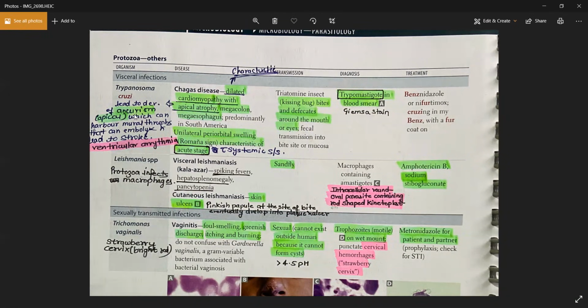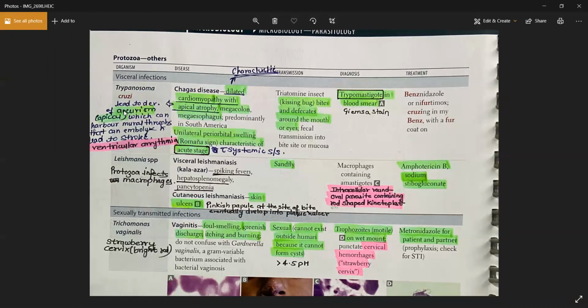And you can also have a megacolon, megaesophagus. Most importantly, you can have a cardiomyopathy with the apical atrophy. You will have a thinning of the apex of the heart so that the aneurysm would be formed there. Okay, they will explain this to you.